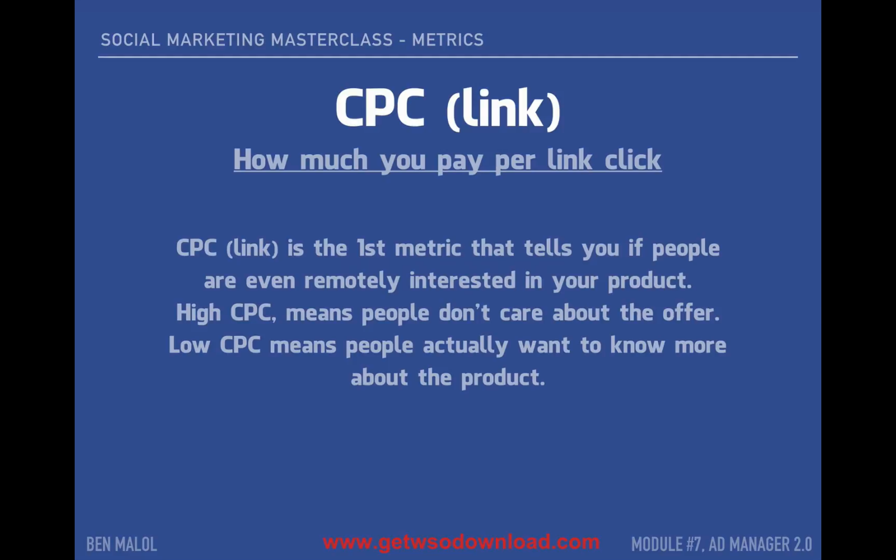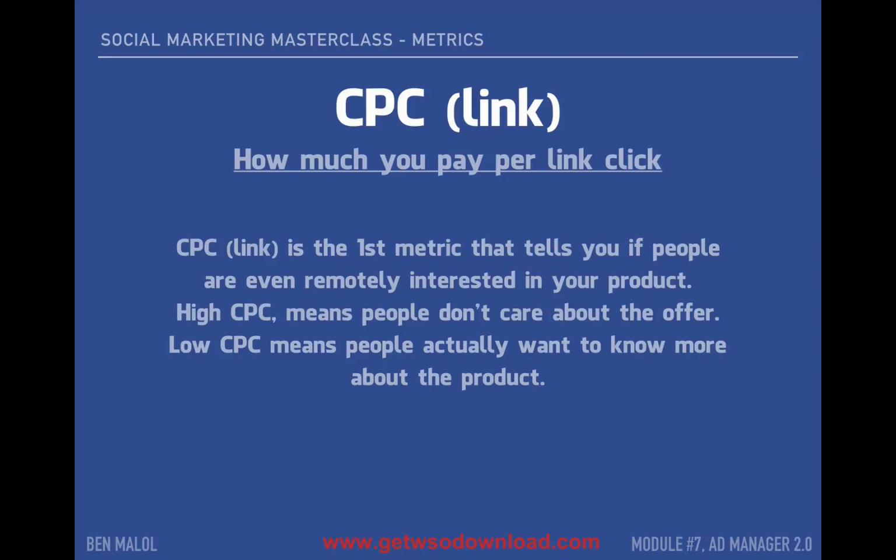So first and foremost, we got the CPC link, how much you pay per link click. Now the link click is basically the first metric that tells you if people are even remotely interested in your product. This is the first thing that you'll see, if people even care about your product. Now a high CPC means people don't really care about the offer. A high CPC, meaning that you're paying a lot more than you're expecting for a link click, means that people don't really care about the offer. They can engage a lot with your ad, but if they don't click the link, it basically means that they're not interested in the actual product.